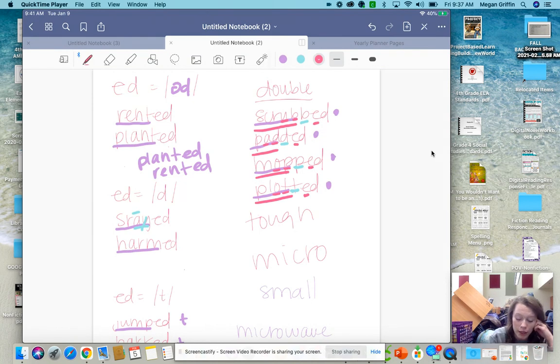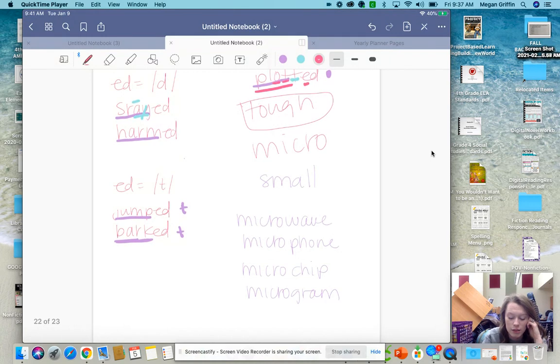All right, and then your red word this week is tough. Tough as in you are tough, you are strong, okay? All right, guys, and then we also have a root, okay? This week, our root is micro. Micro means small. So I want you to think about these words that we see with it. Microwave, microphone, microchip, and microgram. All of these words have our root, micro, in them, and then they have other words that go along with them. So micro means small.